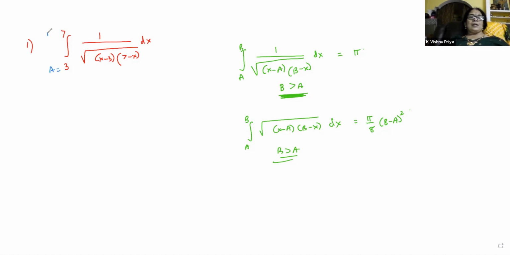Okay, now going to the question. A is 3, B is 7. And we have x minus a, a is 3, b minus x, b is 7. Same as the formula. And you see, b is greater than a, 7 is greater than 3. So directly the answer will be pi. No calculation, nothing. So like this, in definite integration itself, you have many shortcut tricks. Super tricks. We will learn these in the class.